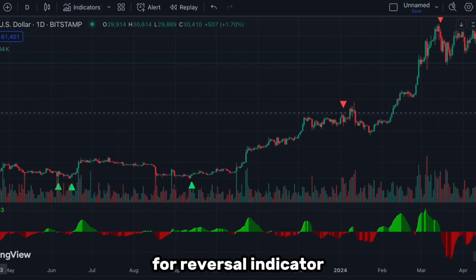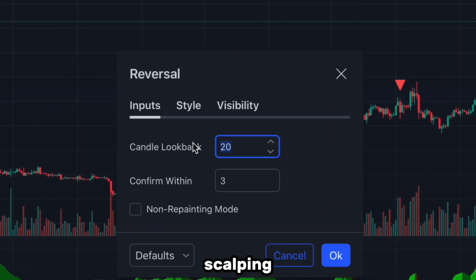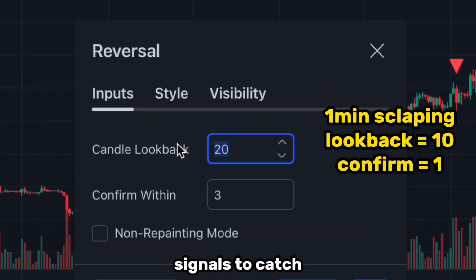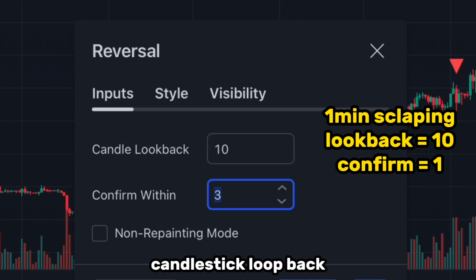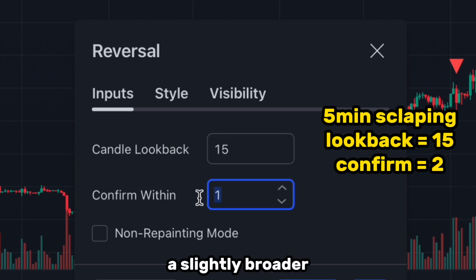For the reversal indicator, for 1-minute scalping, you want quick signals to catch rapid movements. Candlestick lookback 10, confirm within 1. For 5-minute scalping, a slightly broader lookback can help filter out noise. Candlestick lookback 15, confirm within 2.